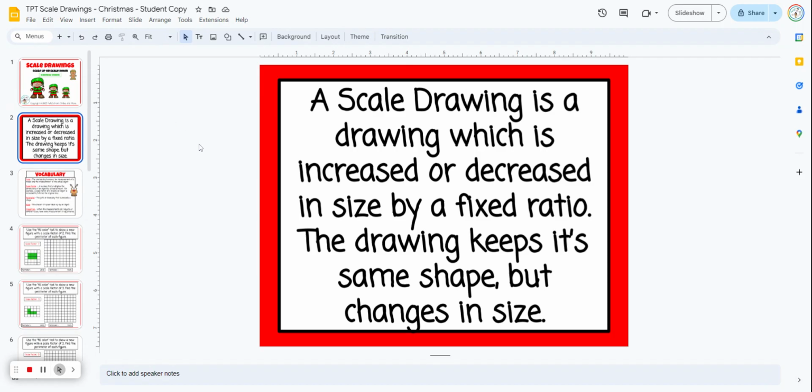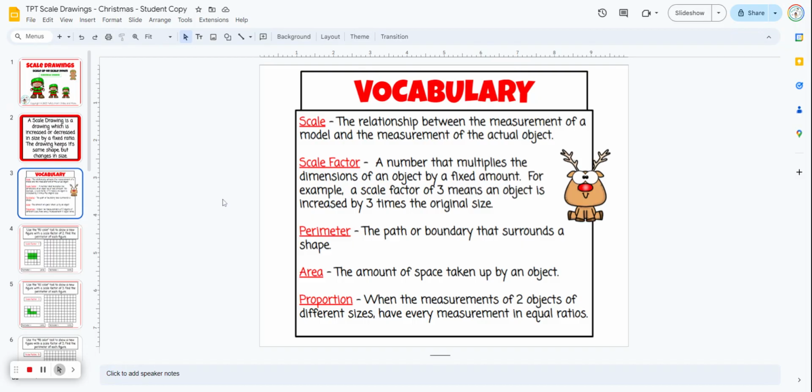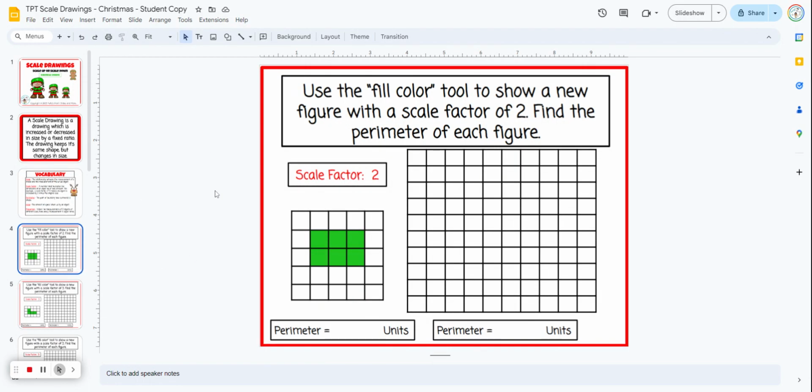The lesson starts with explaining what a scale drawing is, and then it gives the students some vocabulary. They're going to need this vocabulary on the final slide, so they can refer back to slide 3 if they need to. They're going to start on slide 4.